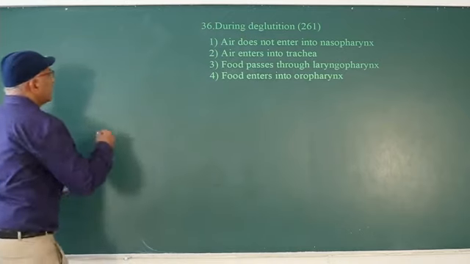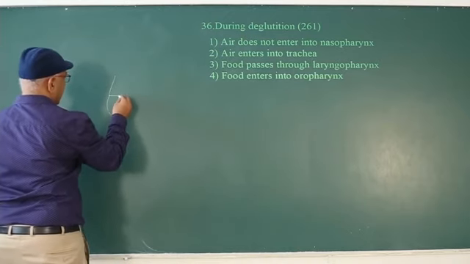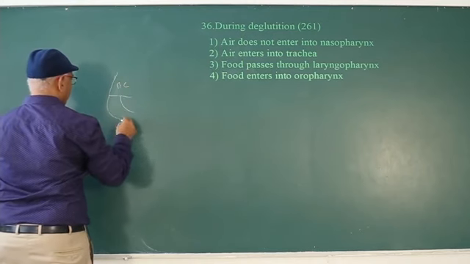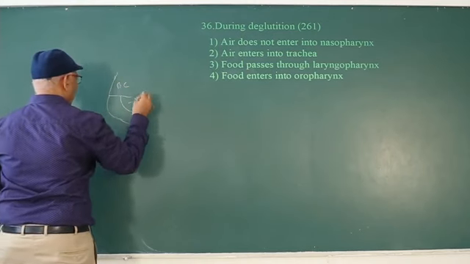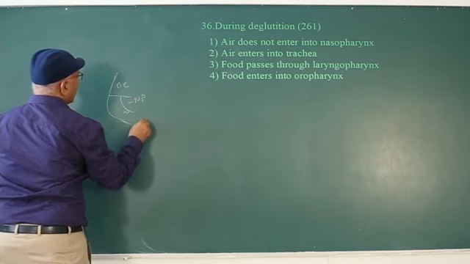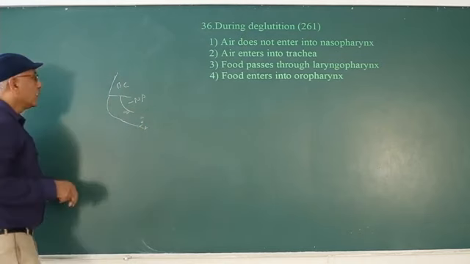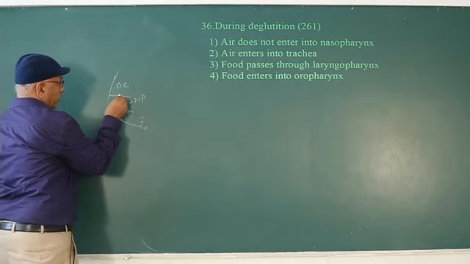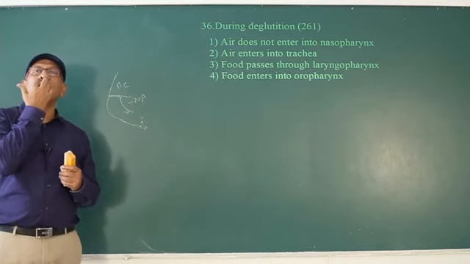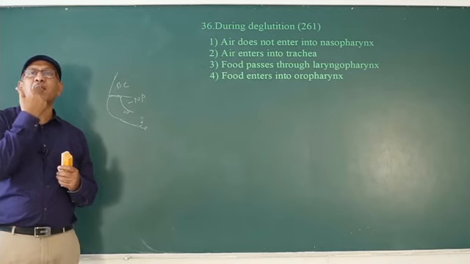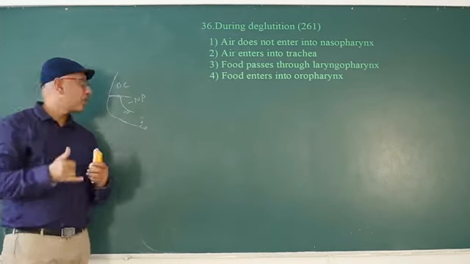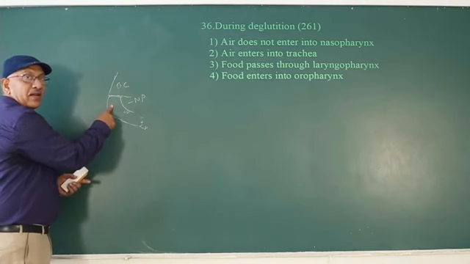Nasopharynx contains air. Buccal cavity, nasopharynx, oropharynx, laryngopharynx. It is the palate. The palate divides the two cavities of the head: one is the nasal cavity, the other is the buccal cavity. These two cavities are separated by the palate.